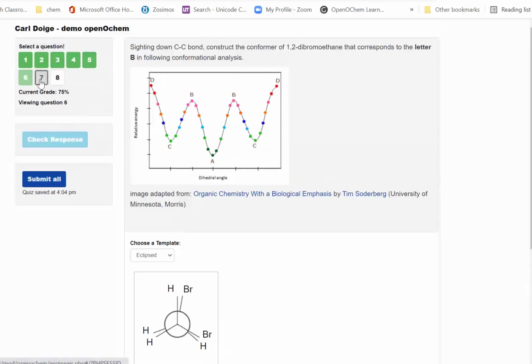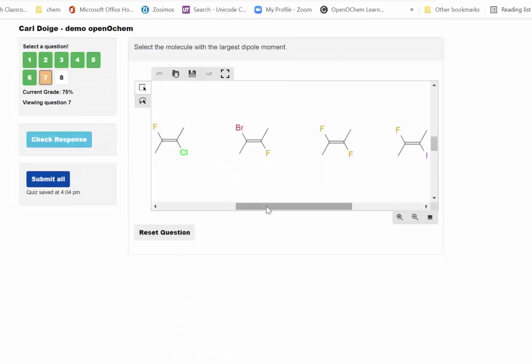Let's look at question number 7. In question number 7, we're comparing a series of molecules to decide which one would have the largest dipole moment. Now, this question could have been posed as a multiple choice question, but instead I've drawn the 4 molecules here, and we're going to use the Marquee tool. So this right here. If I leave the mouse on top, we see the Marquee select. And the idea is that I'm going to select the molecule that has the largest dipole moment.